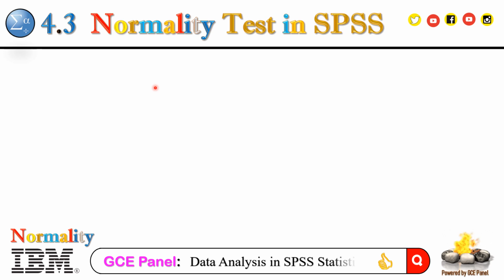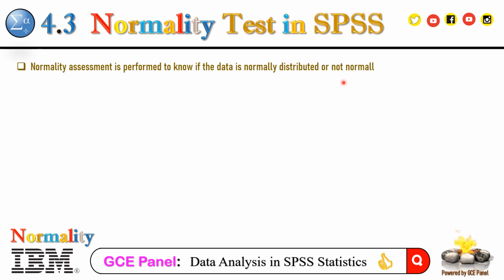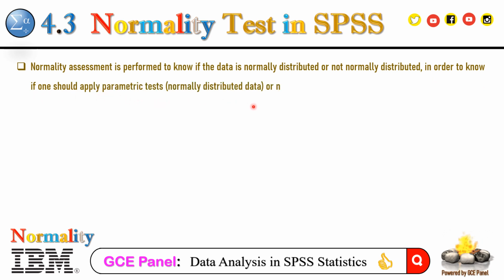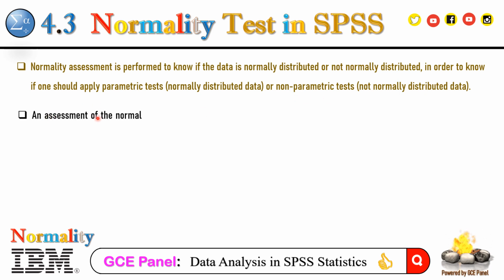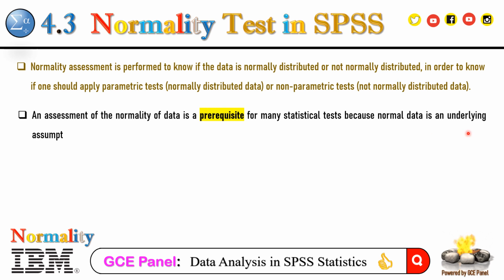First of all, let us start by looking at, in brief, what normality is all about. Normality assessment is performed to know if the data is normally distributed or not, in order to know if one should apply a parametric test, that is for normally distributed data, or a non-parametric test for data that is not normally distributed. Equally, it is an assessment of the normality of data, which is a prerequisite for many statistical tests, because normal data is an underlying assumption in parametric testing.